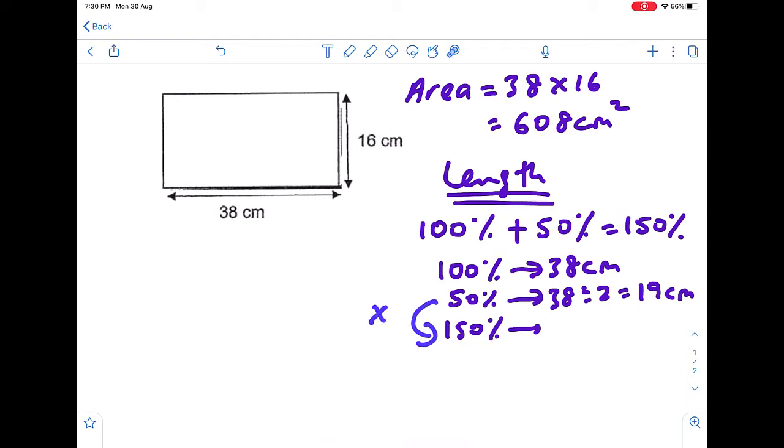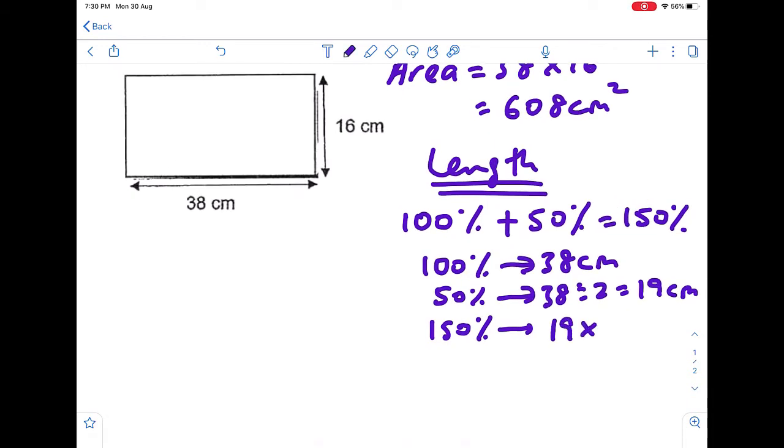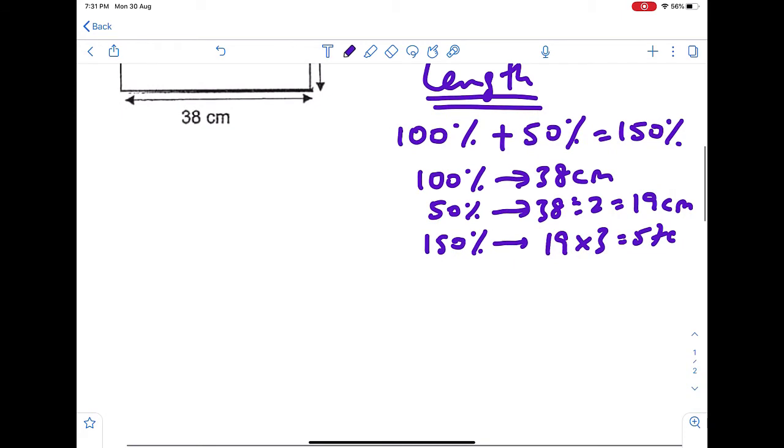And from there, we jump to 150%. How do we do that? We multiply by 3. 50 times 3 is 150. We do the same thing over here. So 19 times 3, 57 cm. So that is the new length that we are working with.